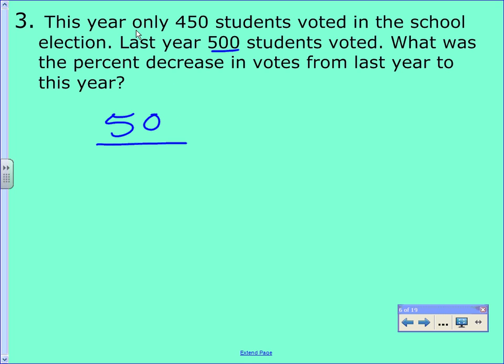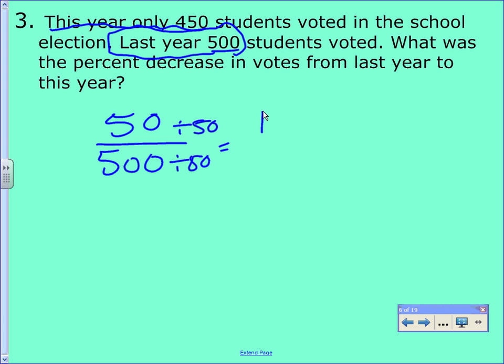This year is not the original. Last year is the original. So the original is this 500. And now I'm going to simplify that. I can divide both of those by 50. And I get 1 over 10. And then I'm going to bow tie that. 10 goes on the outside, 1 goes on the inside.